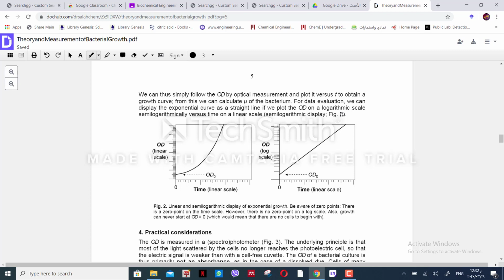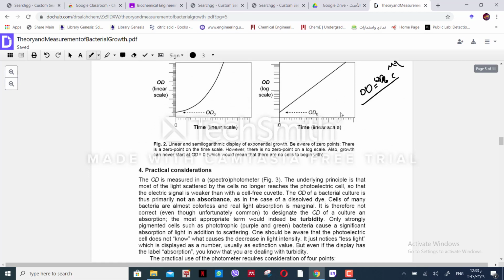So at any point here we can use the optical density naught multiplied, so OD will equal OD naught e to the mu t, and this is OD naught at the initial condition, or time 0.